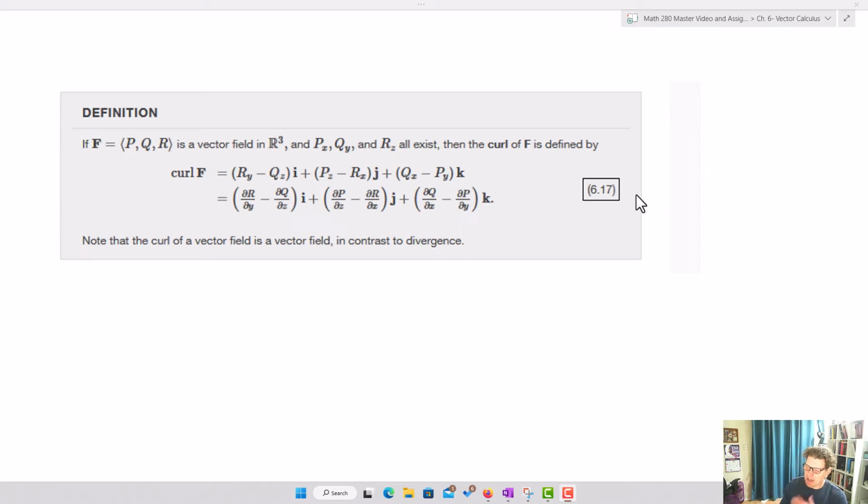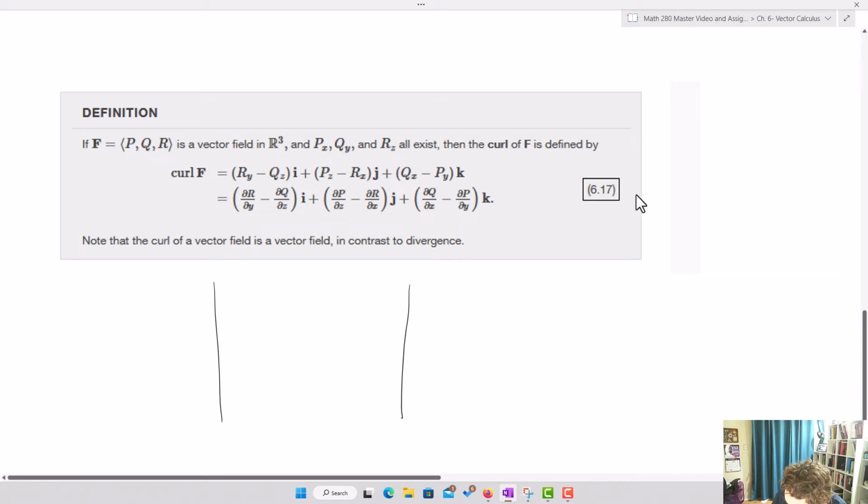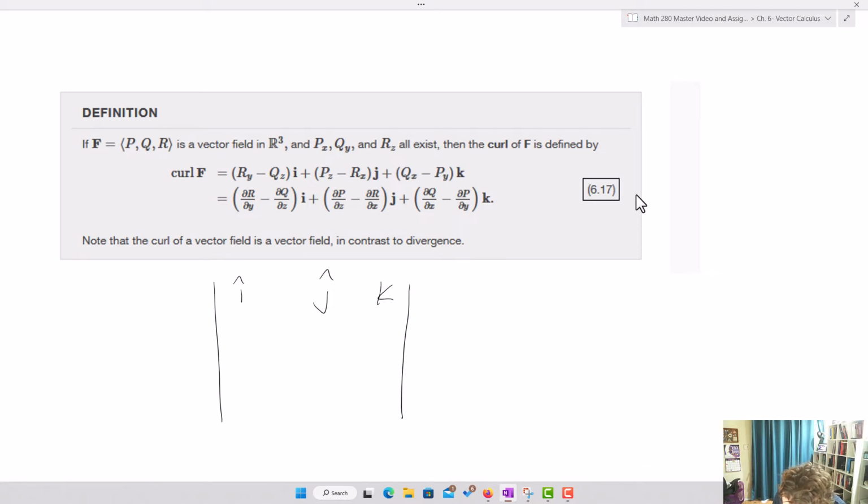Now what you'll notice is that we can think about this in these terms. You'll see something like this for divergence. If we rewrite this, I've got i, j, k, and I'm going to have del/del x, del/del y, del/del z, and then P, Q, and R. What you'll notice is that this equation right here is going to end up being equal to the cross product of this thing here.